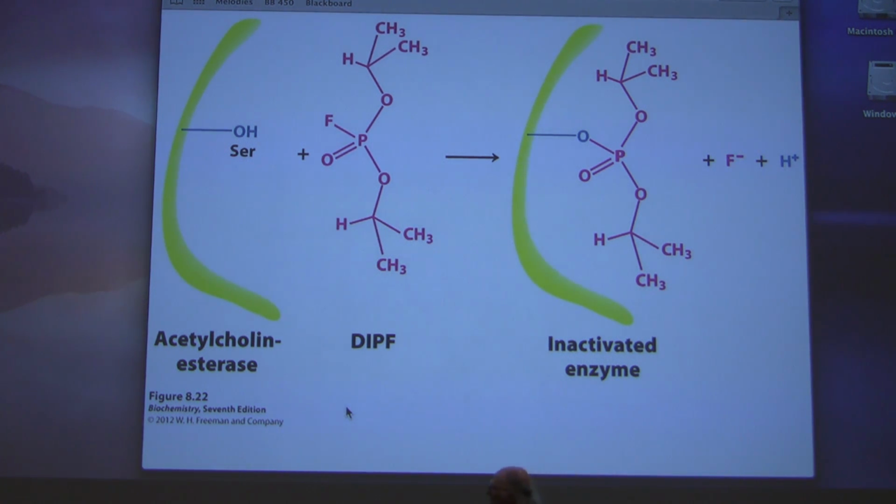It'll work on any serine in any enzyme. Now, if the enzyme in question does not have a serine at the active site, it's entirely possible to treat an enzyme with this compound and have the enzyme still be active. It's possible. Okay? But if there's a serine in the active site, the enzyme will almost always be inactivated.